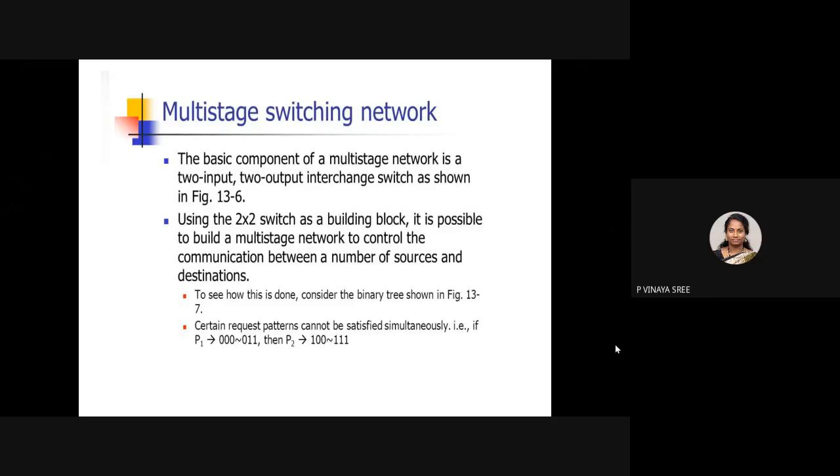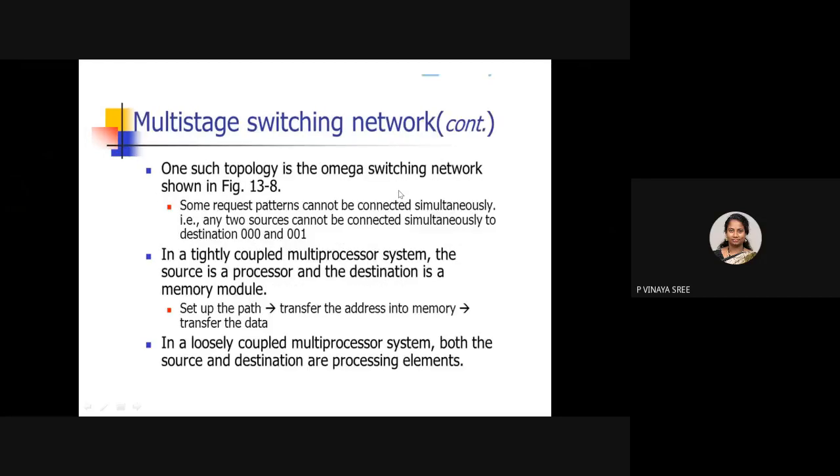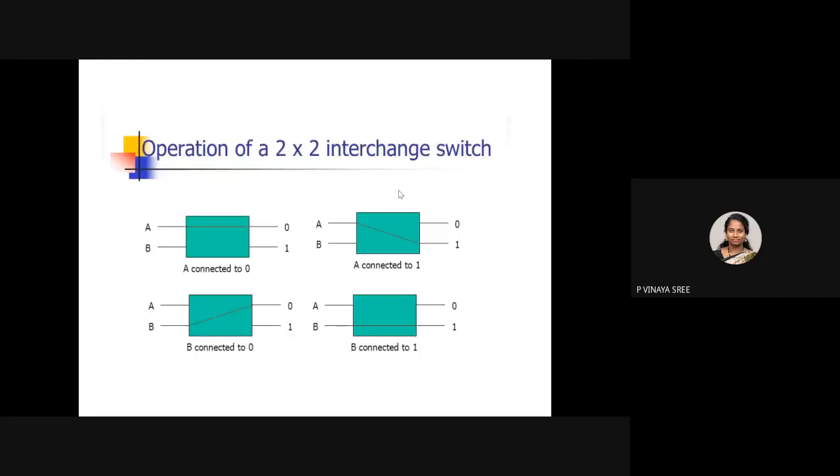Today we'll discuss a multi-stage switching network. The basic component of a multi-stage network is a two input, two output interchange switch. So see here the operation of the two cross two interchange switch. We have two inputs and two outputs.